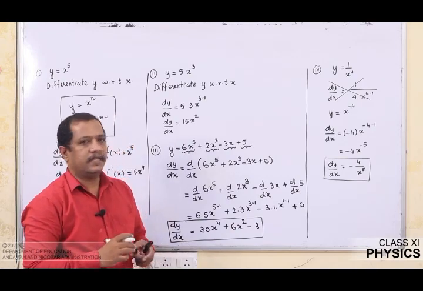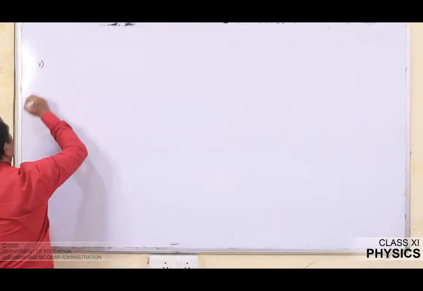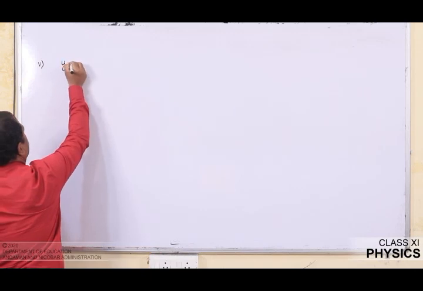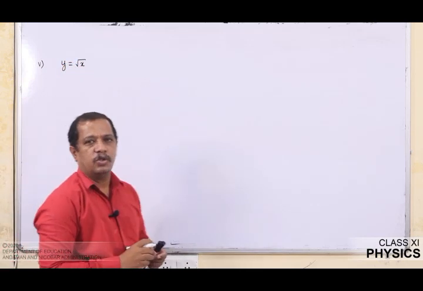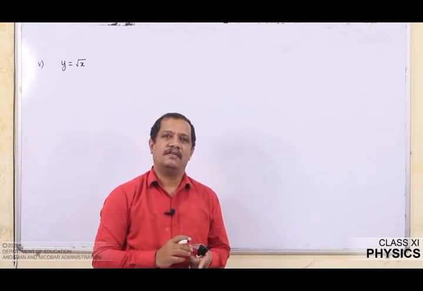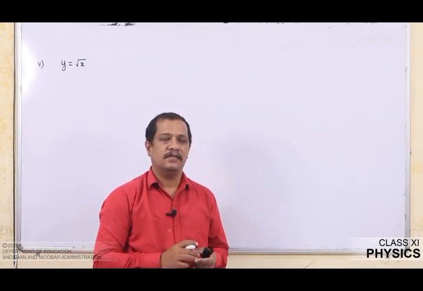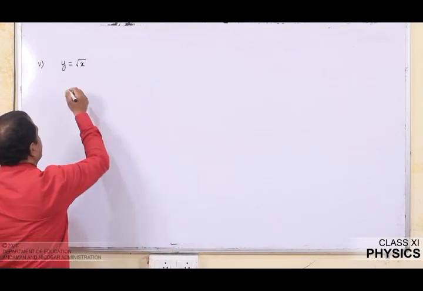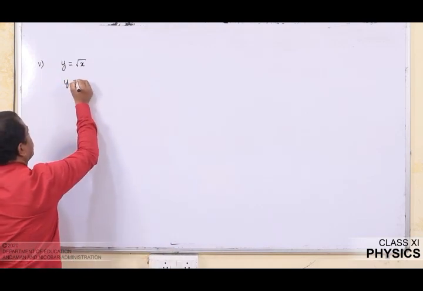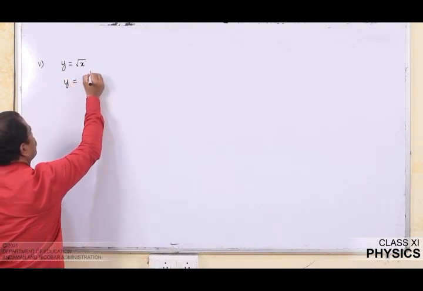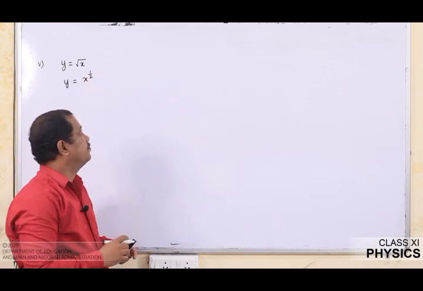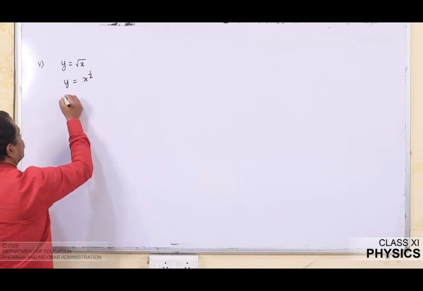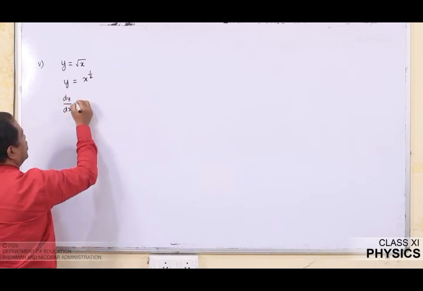Let us move on to the next problem. So, let us say the fifth one, I am given an expression y is equal to root x. So, square root of x, and I am asked to differentiate this function with respect to x. So, in that case I told you that this will be written in terms of power. So, root in the sense power is y is equal to x power 1 by 2.